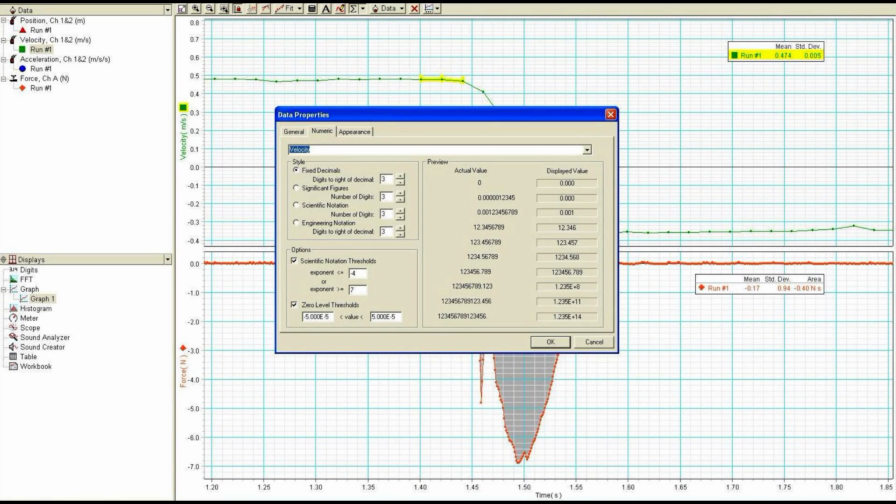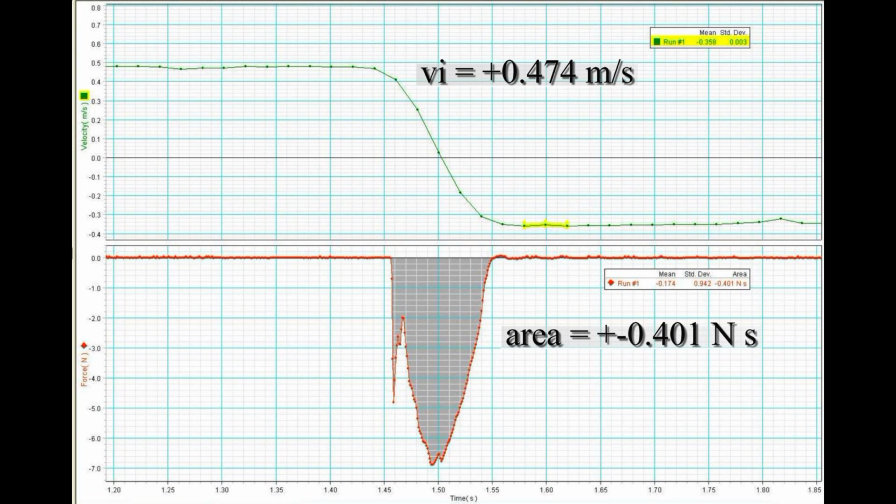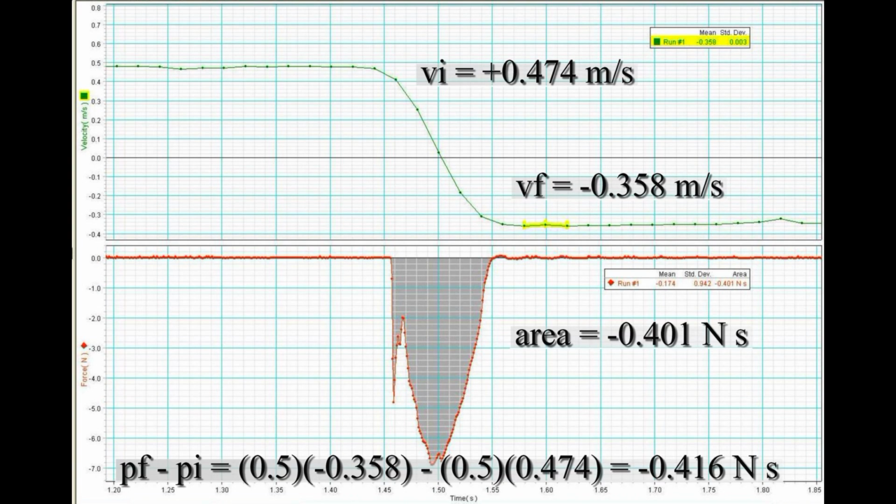The green curve above is the velocity versus time, and below we see the force versus time curve. Double-click on the velocity data in the upper left to change the numerical display to 3 figures after the decimal. The initial velocity is the mean of the velocity values highlighted in yellow just before the collision takes place. The area, or impulse, is obtained from the statistics icon. Here the final velocity is obtained from the mean of a few data points just after the collision. In our case, the 0.5 kilogram mass is multiplied by the velocities to generate momenta, and the change in momentum is compared with the area under the force versus time curve.